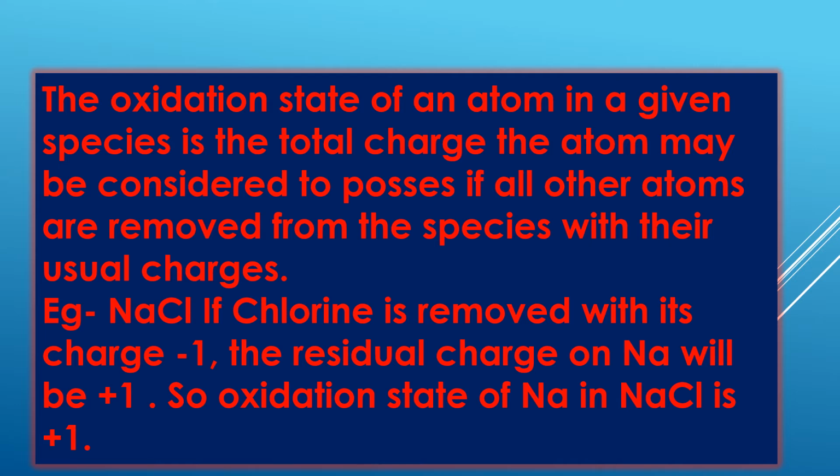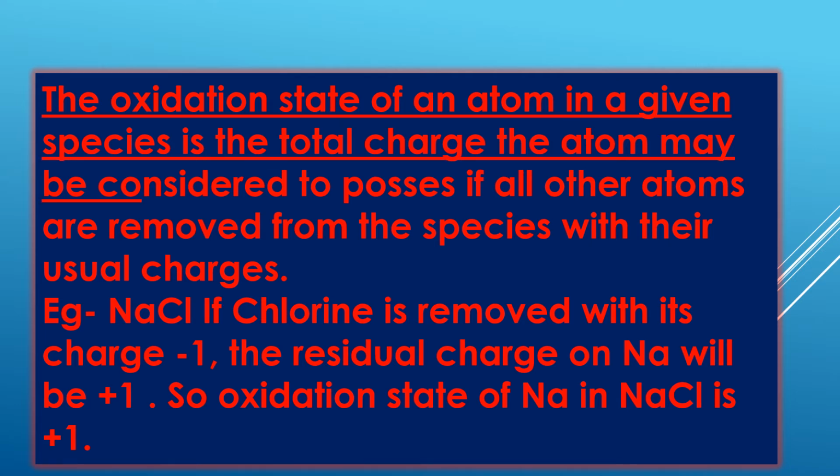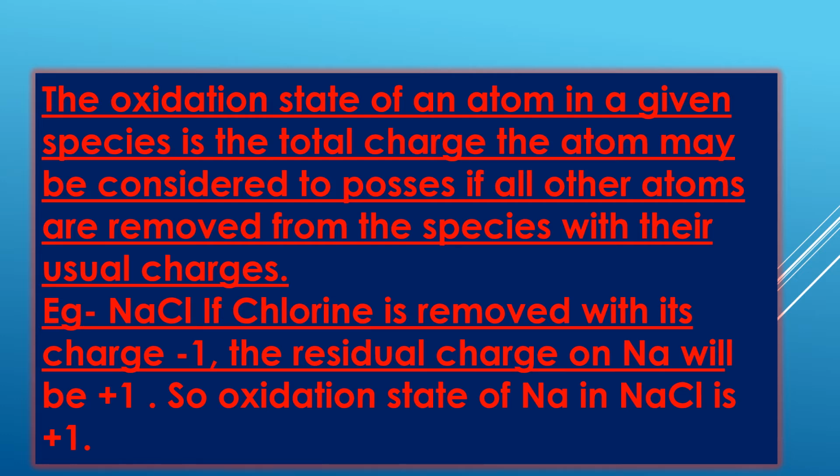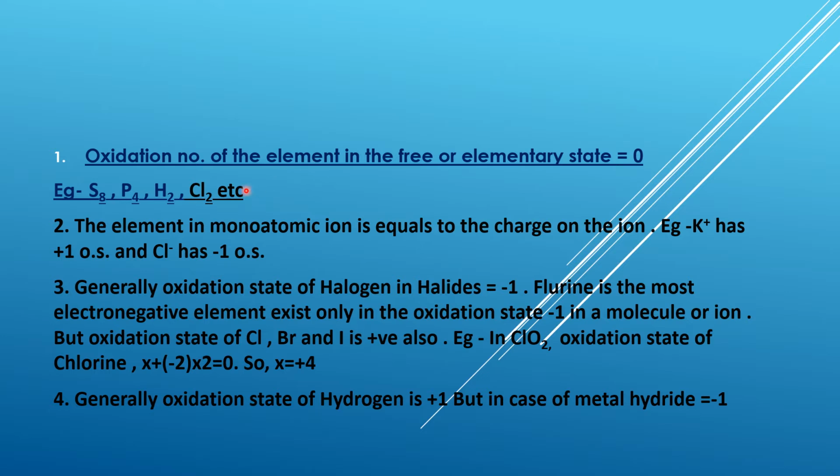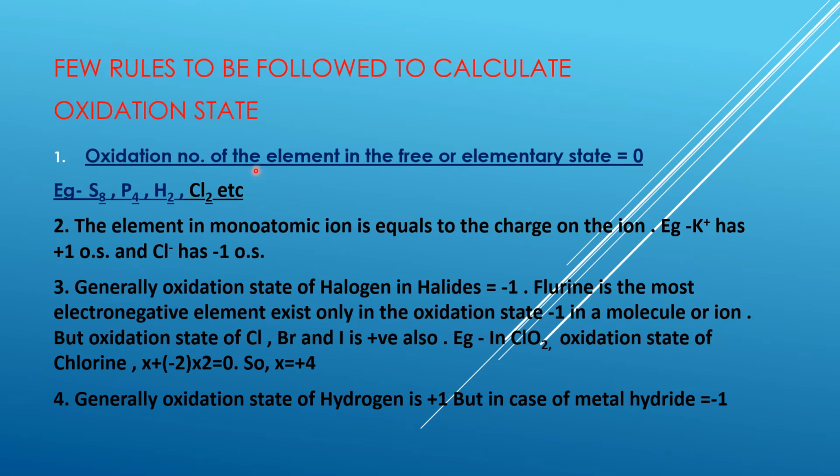This was the definition. There are many rules also which are correlated to oxidation state. So now one by one we will discuss all the rules. First one, oxidation number of the element in the free or elementary state, like Br2, Cl2, I2, H2, S8, P4. They are all free elements, so they have zero oxidation number or zero oxidation state.